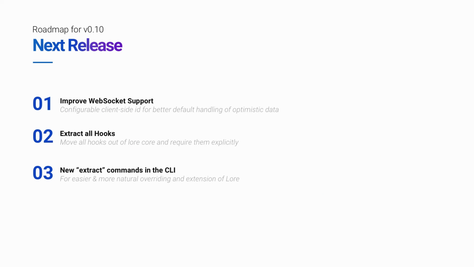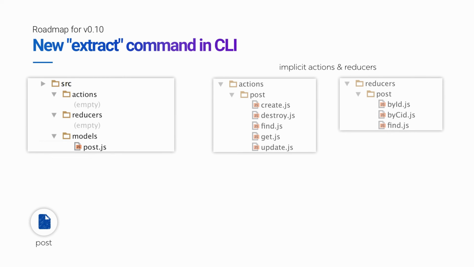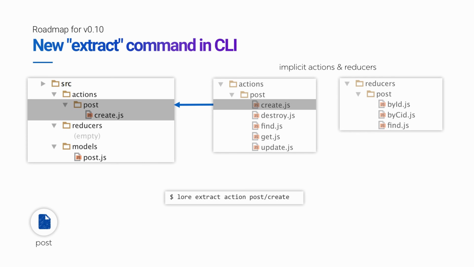Finally, the next release will also include a new command called extract, designed to make it easier to override and extend the functionality the framework provides by default. Here's the use case for extract. Let's say you wanted to override the default create action for a post. Currently, you'd need to create a new action from scratch or dig into the framework code to copy out the create blueprint and then modify it for use with the post model. The extract command is designed to do that for you. Running lore extract action post/create, for example, will insert a create action that mirrors the behavior of the blueprint but is customized to work explicitly with the model you specify. There will also be a version of this command for extracting the reducers.